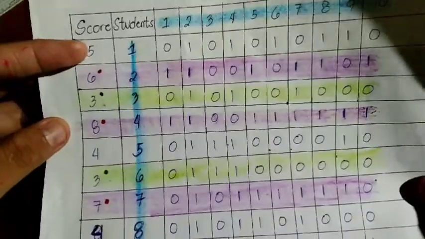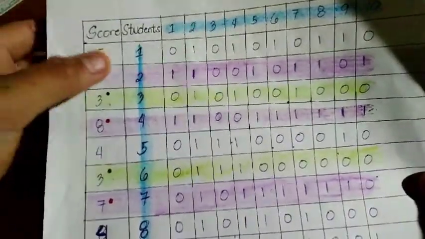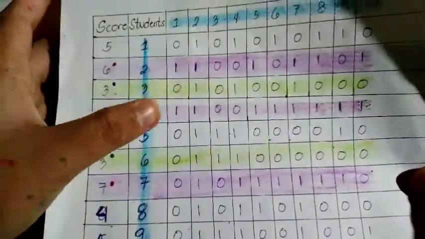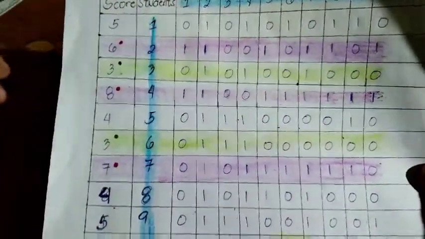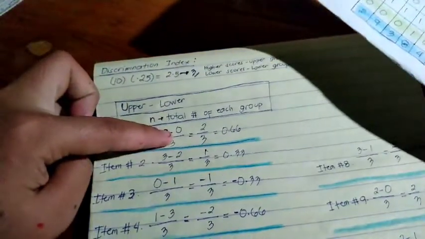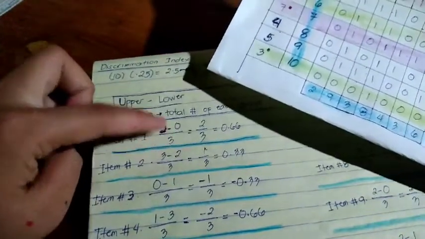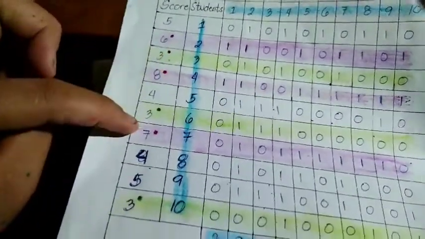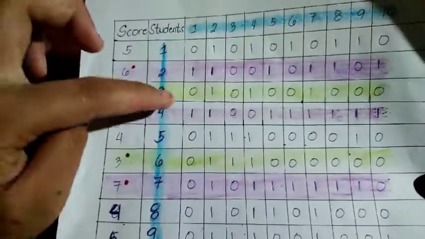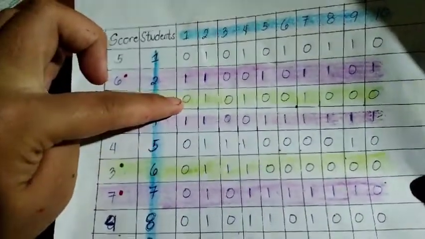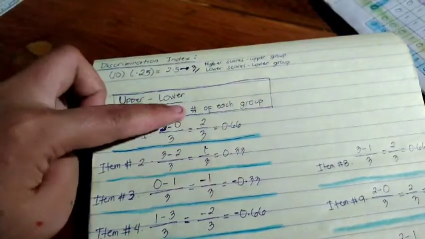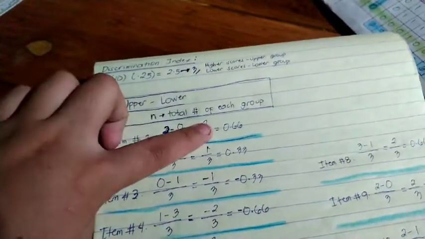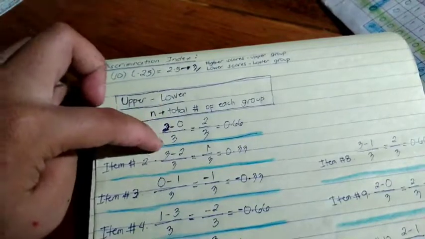Sa atong item number 1, ang nakakuha lang sa upper group is 1, 2, 2 lang sila kabuk. Kaya ang kaning sa pikas, wala siya kakuha. So, 2 minus the lower group. Itong lower group is 3, 3, 3. Ang first nga 3, wala. Second, wala. And the third, wala japon. So, 2 minus 0 is equals to 2 over 3.